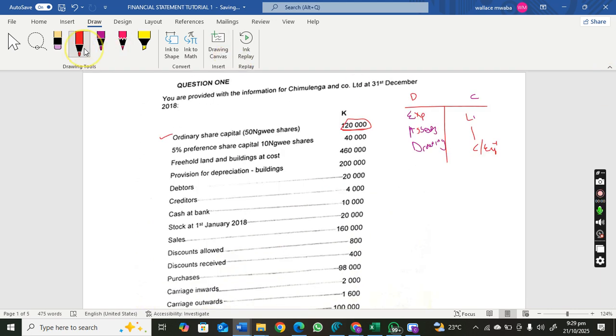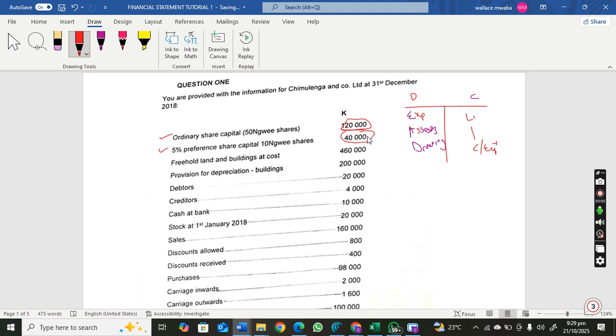The next one, we have preference share capital. Now this is money raised from selling preference shares. So this also falls under equity. As we can see with this diagram, equity is on the credit side. So this preference share capital, 40,000, you put it on the credit side of the trial balance. Here basically we're just following the double entry rules.